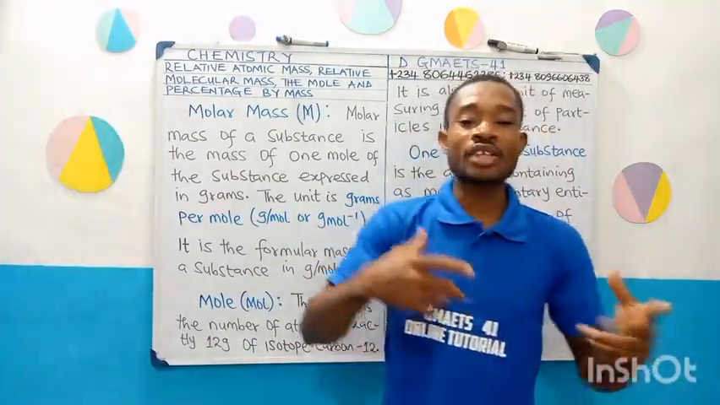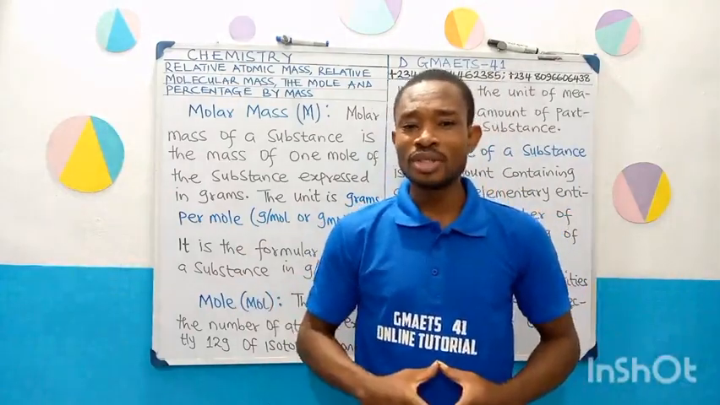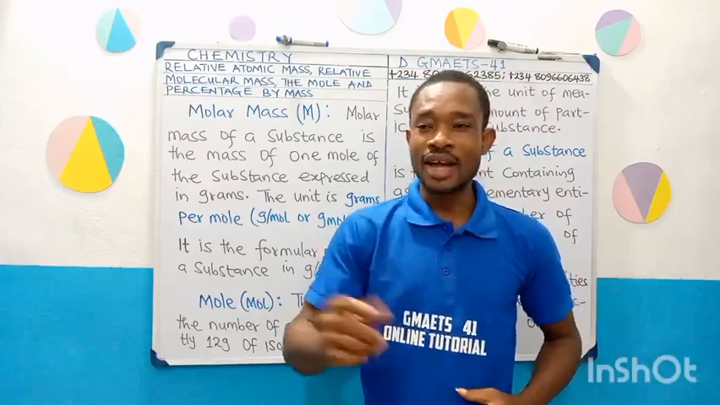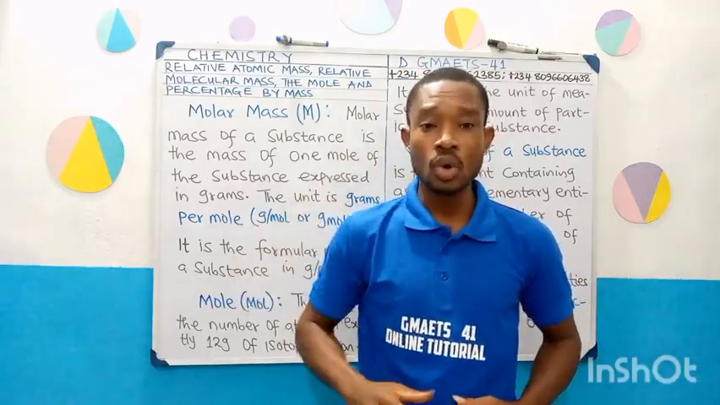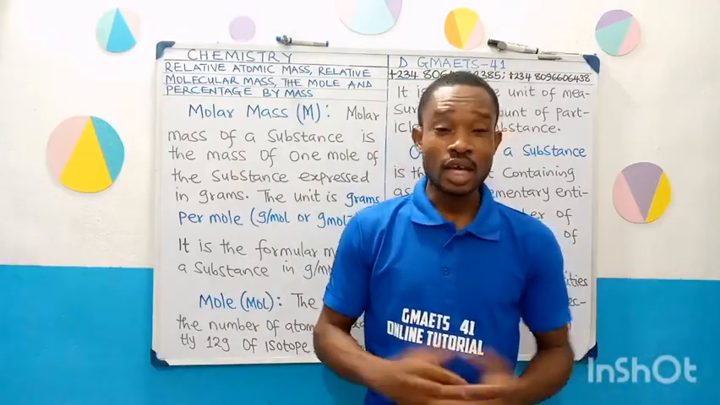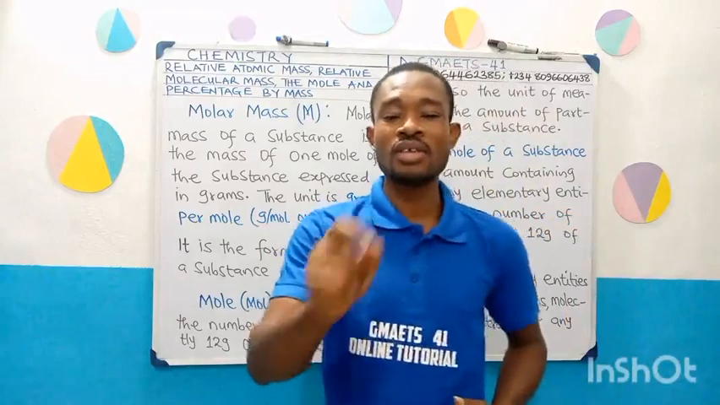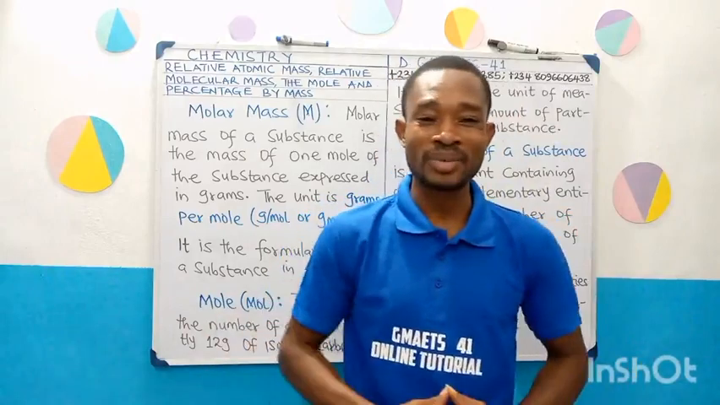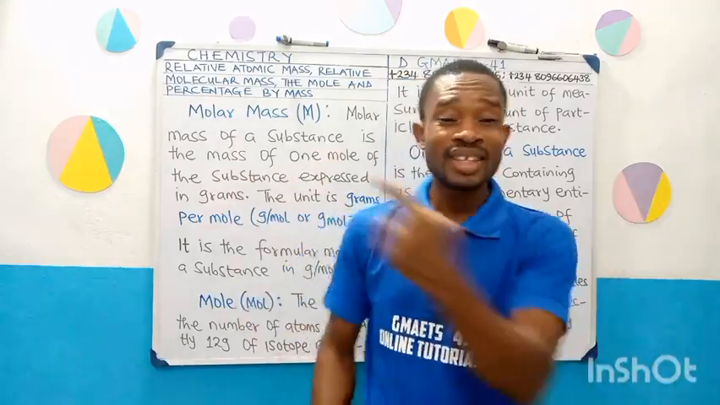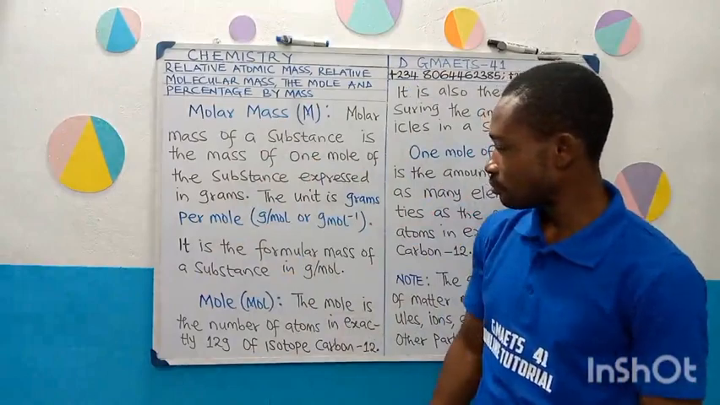So if you are asked to find the molar mass of any compound, any substance, all you need to do is calculate the relative molecular mass. Once you get the answer, put grams per mole, and you have gotten the molar mass. So do you think it's difficult? Very simple. You already know how to calculate the relative molecular mass of a compound. So you follow that way, get the relative molecular mass, put grams per mole. That gives you the molar mass of that compound.